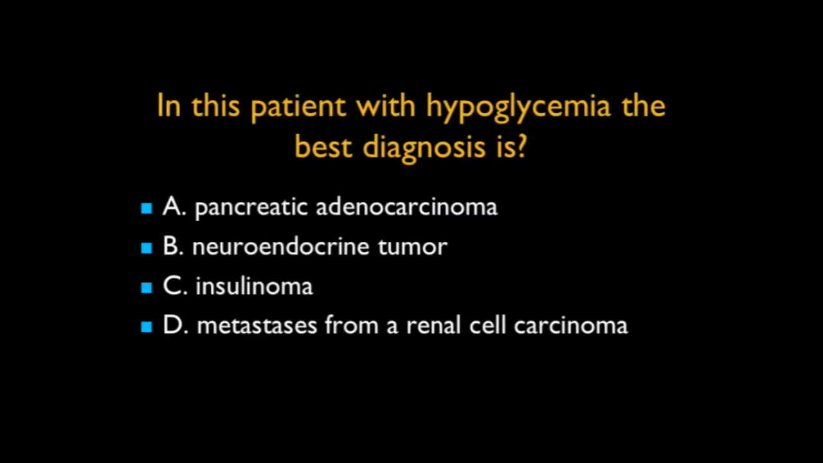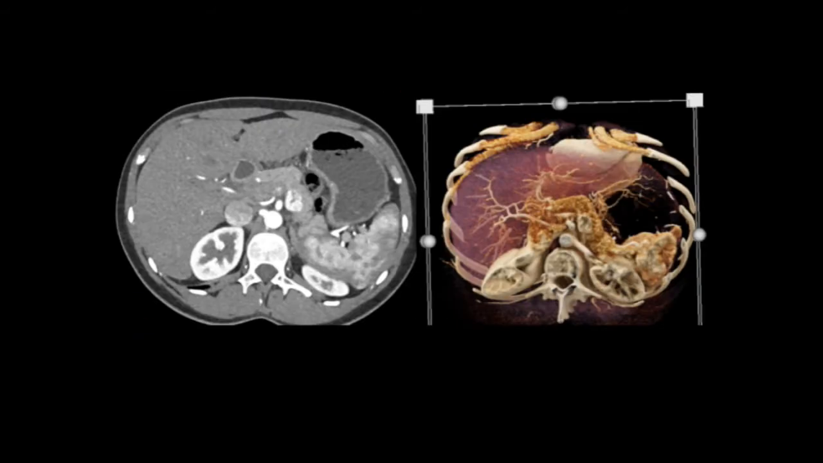This is an interesting case. Patient has hypoglycemia. I'm asking for the best diagnosis. I'm showing you an axial image, and then I'm showing you a cinematic rendering. You can see in the body of the pancreas there's about a 2.5 centimeter hypervascular lesion. There's no dilated pancreatic duct, there's no liver lesions, there's nothing else. Okay, what could this be?